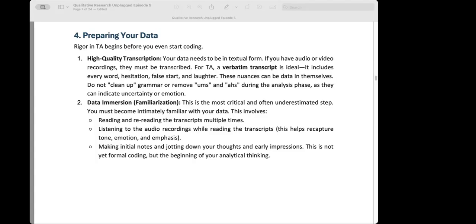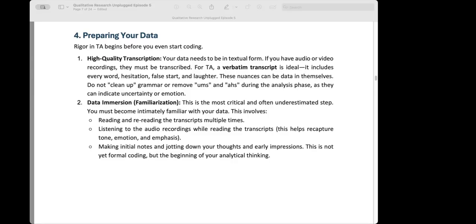A participant saying yes with a heavy sigh means something entirely different from a cheerful yes. This adds a crucial layer of context and emotional depth to the raw words, significantly enriching your understanding. It really helps you get into the participant's headspace. That makes a lot of sense. Text loses tone. Completely. And finally, making initial notes and jotting down your thoughts and early impressions.